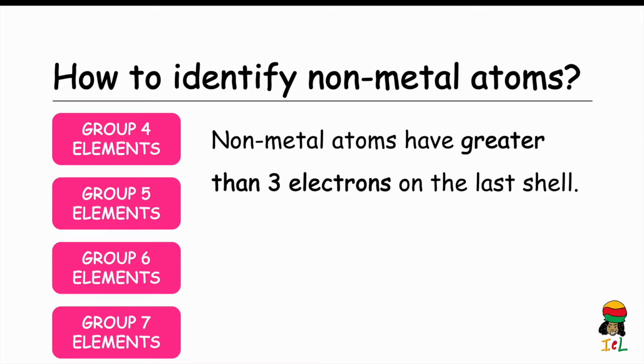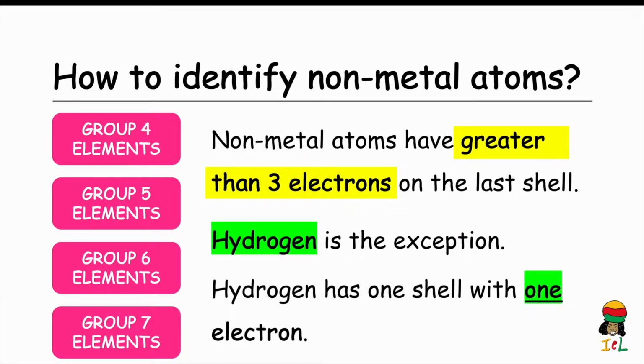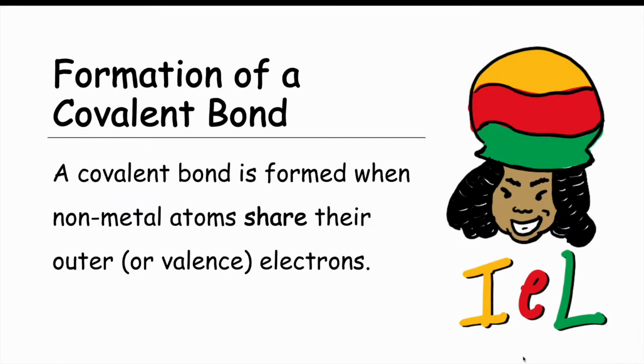However, there is an exception to the rule of identifying nonmetal atoms. The exception is hydrogen. Hydrogen has a single shell with 1 electron. Therefore, it actually has less than 4 electrons on the last shell. However, it is a nonmetal, as we recall from a previous lesson that atoms with only 1 shell are classified as nonmetals. When dealing with covalent bonds, never forget that the nonmetal atoms share their valence or outer shell electrons.